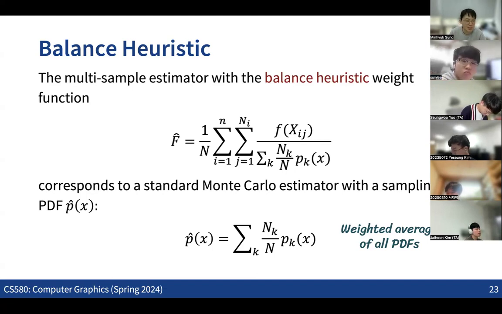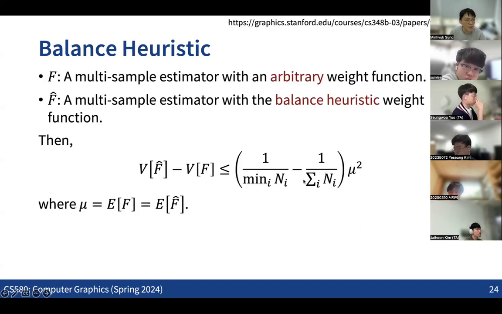While this is a really simple trick that we can very easily implement, what we can also prove is the following. Let's think about these two estimators. F is the typical multi-sample estimator with any arbitrary weight function, and f hat is a multi-sample estimator with the balance heuristic weighting function. Then we can see that the gap of the variance of these two estimators has this upper bound, as you can see here.